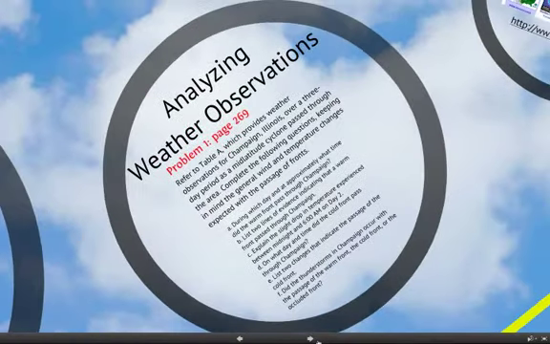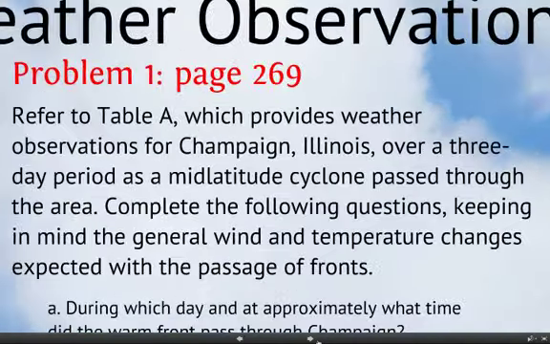Next, you'll be analyzing some weather observations to determine when various fronts pass through an area. This is problem 1 from chapter 9, found on page 269. You are to refer to table A in the book, which is also found on page 269, which provides weather observations for Champaign, Illinois, over a 3-day period as a mid-latitude cyclone passed through the area.